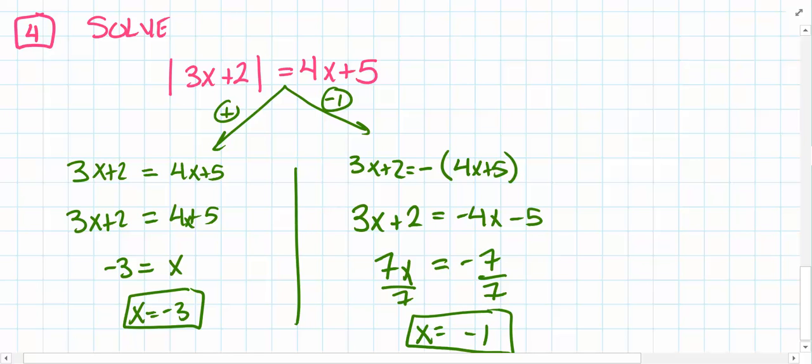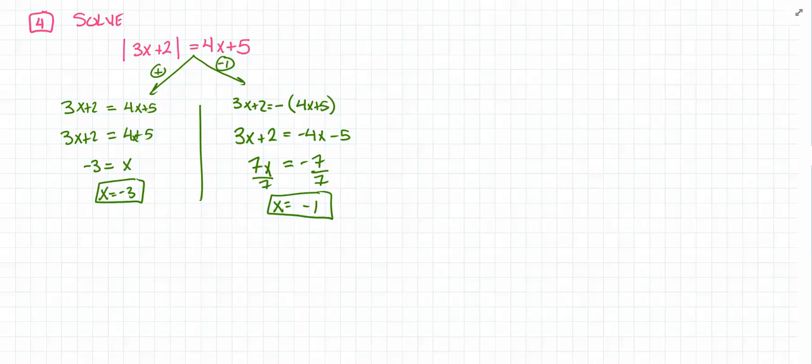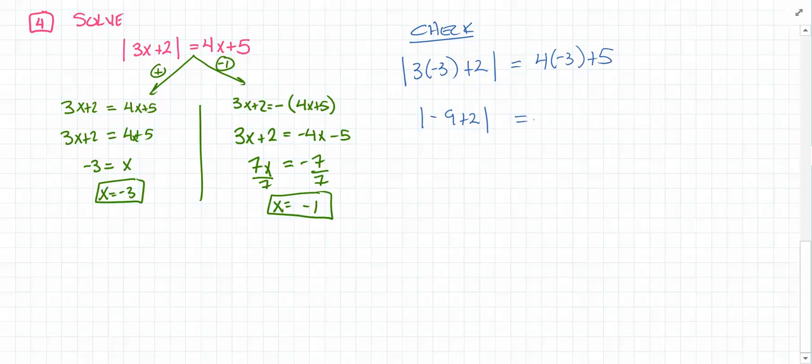All right, we better check these to make sure that we're doing everything good. So let's go ahead and check. When we check, I'm going to take negative 3 and say 3 times negative 3, and then I add 2 to that, and 4 times negative 3 plus 5. Okay. So let's see here. This looks like negative 9 plus 2 is equal to negative 12 plus 5. So the absolute value of negative 7 is now equal to, I'm getting a negative 7 out of this. Okay, it's wrong. Alarms are going off in your head. Why is this wrong?